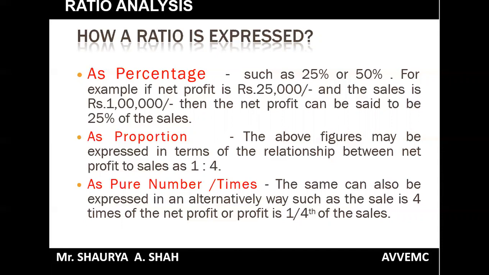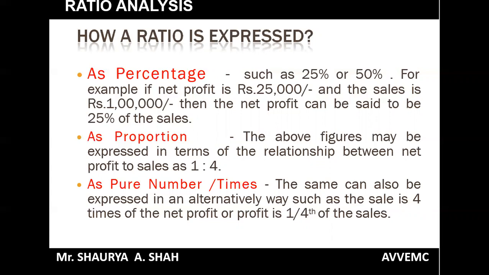The second is as a proportion. The above figures may be expressed in terms of proportion also. I can say profit to sales is 1 is to 4, because 25% is 1/4 of the total. The third is as a pure number or times. The same can also be expressed alternatively, such as sales is 4 times the net profit, or profit is 1/4 of the sales. All this in crux remains one and the same, just the measure of expression is different. Ultimately, the answer remains the same.